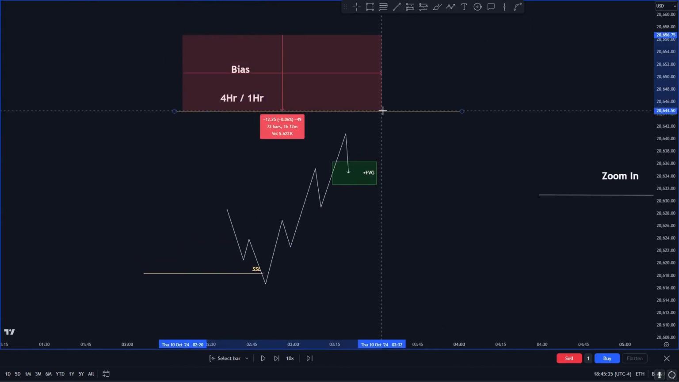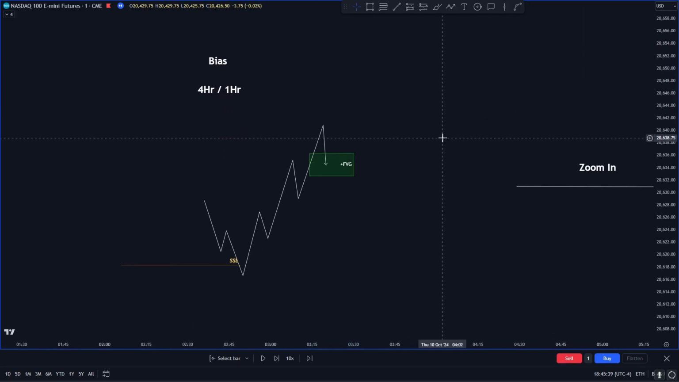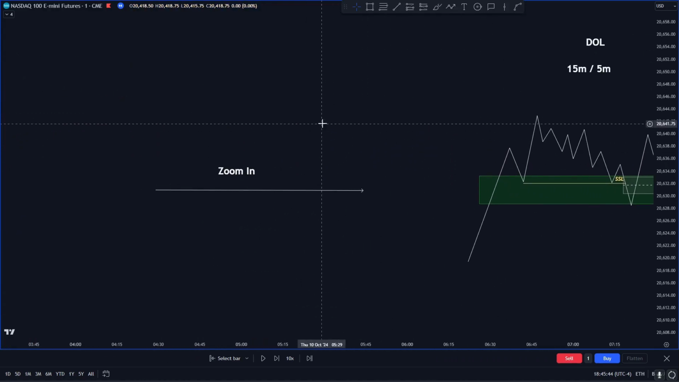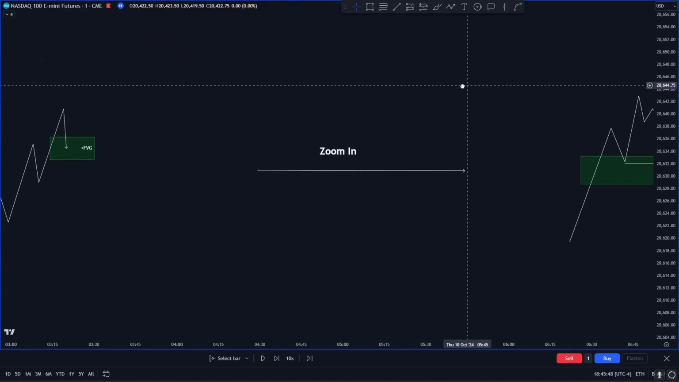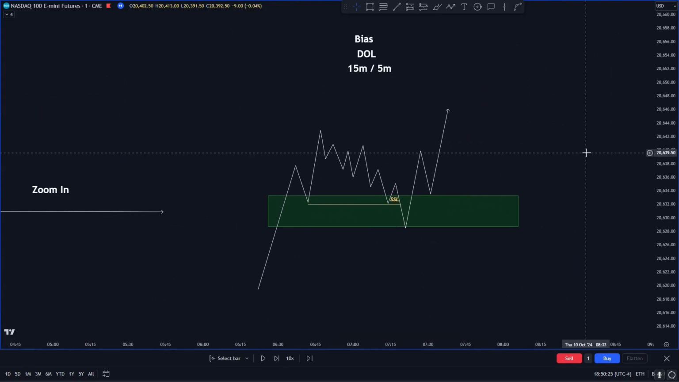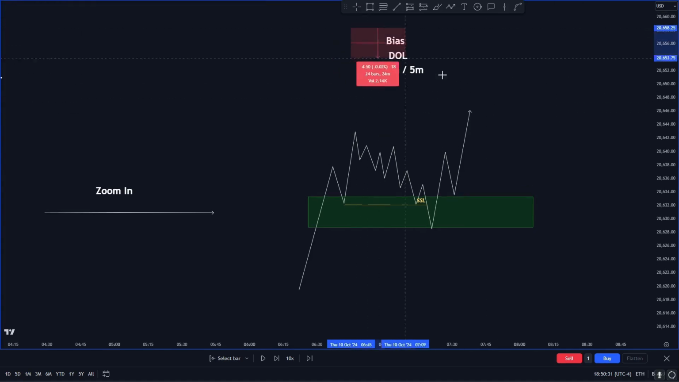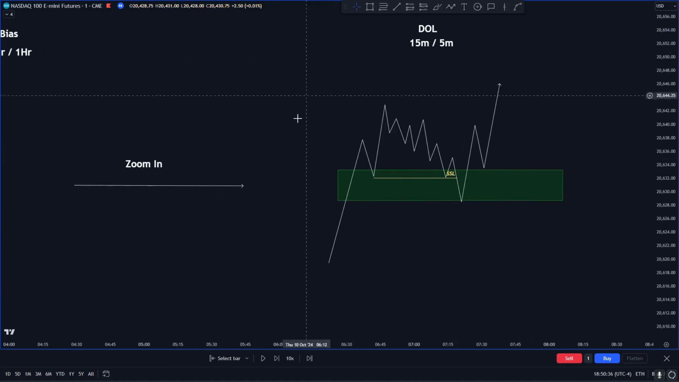But yeah, bias. Just take a quick glance on the 4 hour, 1 hour, and I'll go over examples so you guys get a better understanding of what I'm talking about. But now that I have identified my bias, I'm bullish going into the day. So now I would zoom in onto the 15-minute or the 5-minute. It doesn't have to be the 15-minute or the 5-minute. It could be whatever you guys want, but I would just zoom in a little bit just to get a better idea of what is currently happening.